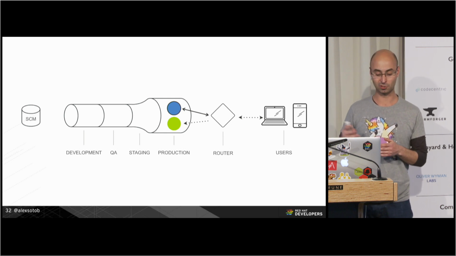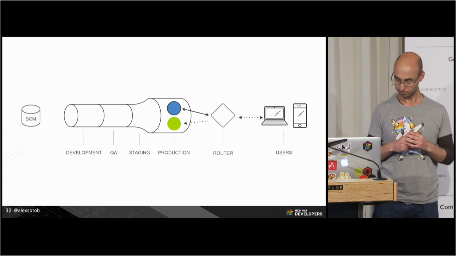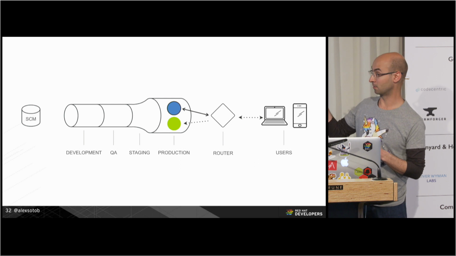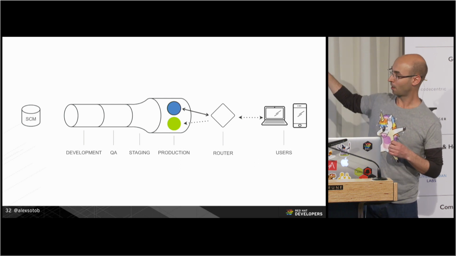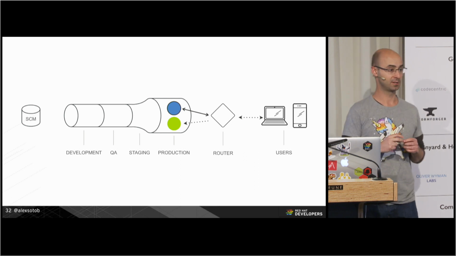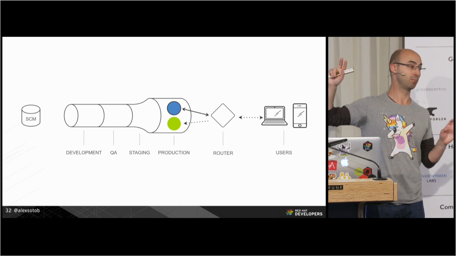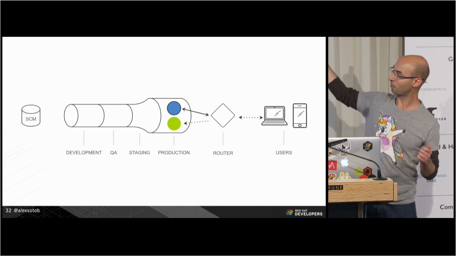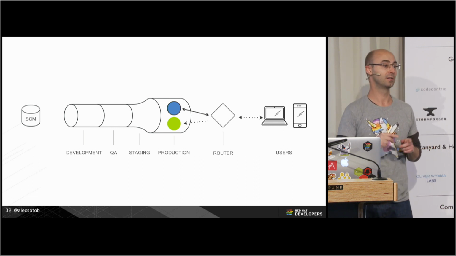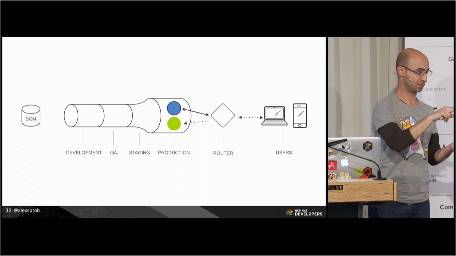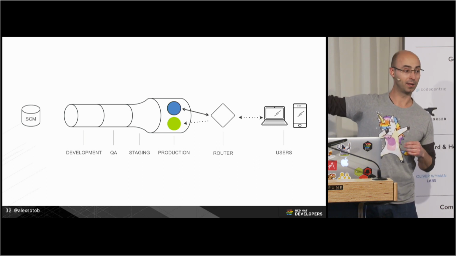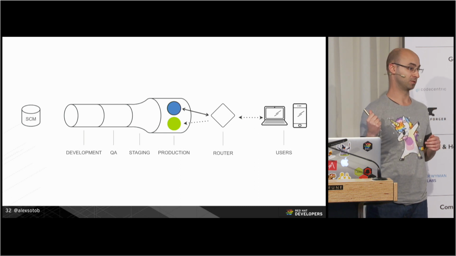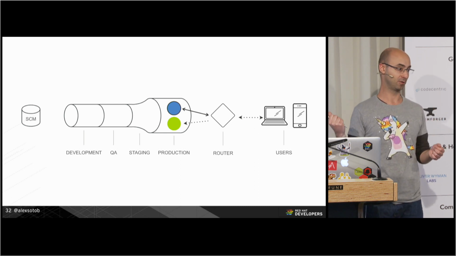approach is this one, which is called shadowing traffic. Now you can see that it's somehow different, because the users go to the router, and the router sends two requests. One request to the V1, which is the blue one, and another request to the green. So you're duplicating your requests to both services. But the difference is that the blue one does a response, and this is the response that gets back to the user.